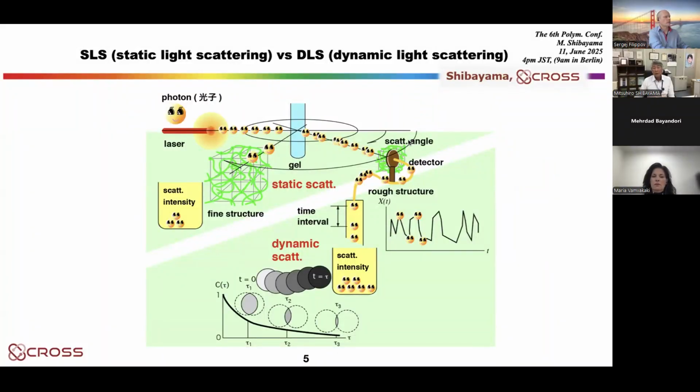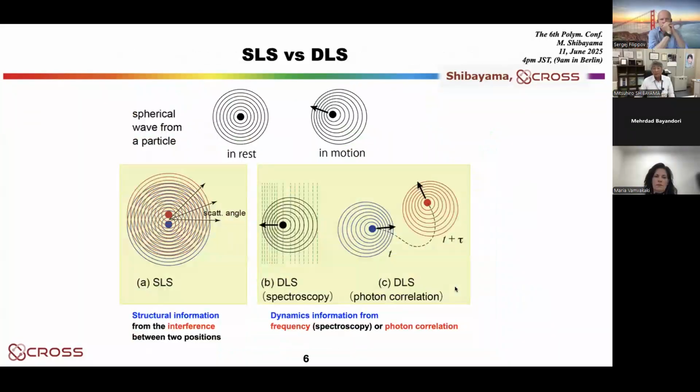If we collect the scattered photons as a function of the scattering angle, this is static scattering. On the other hand, by fixing the detector position and collecting the photons as a function of time or time interval, it is called dynamic scattering. So this is static scattering and dynamic scattering. We can obtain information about both the structure and the dynamics.